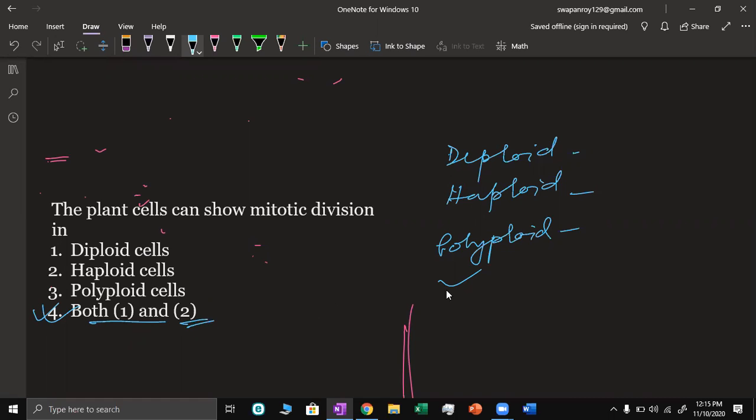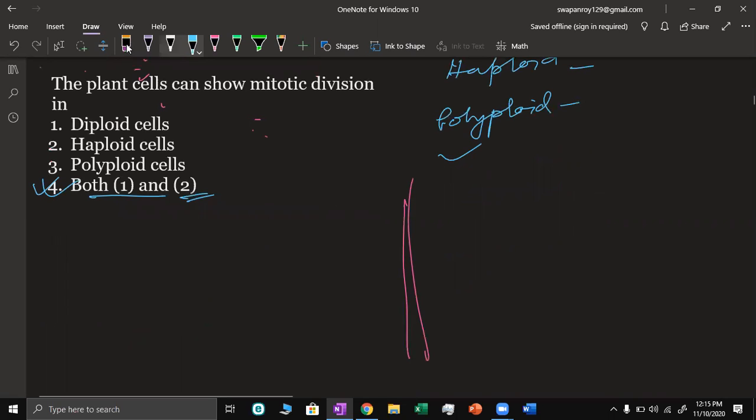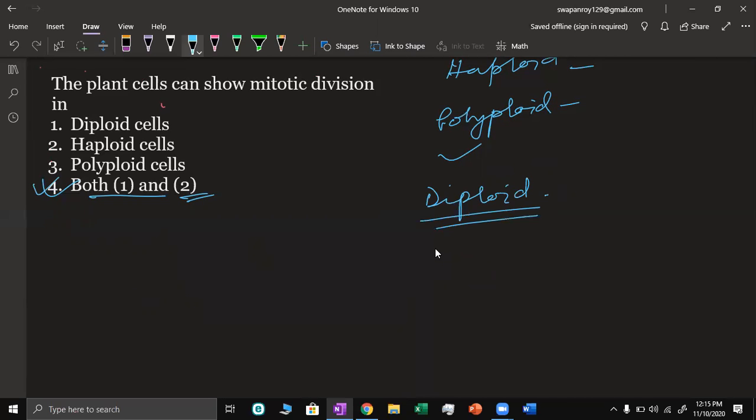In animals, actually in the higher animals, with only very few exceptions in the lower groups, all animals are diploid organisms, and in them mitosis and meiosis both take place in the diploid cell. But in the case of plants, diploid, haploid and polyploid cells all divide by mitosis. So the answer is this one.